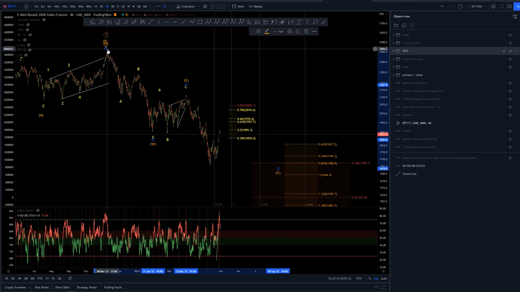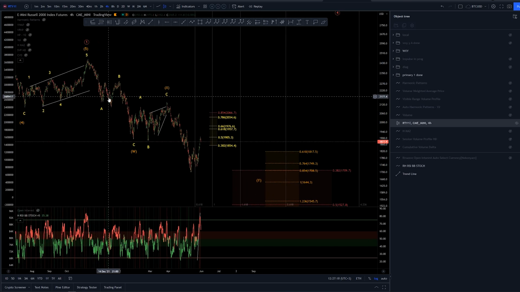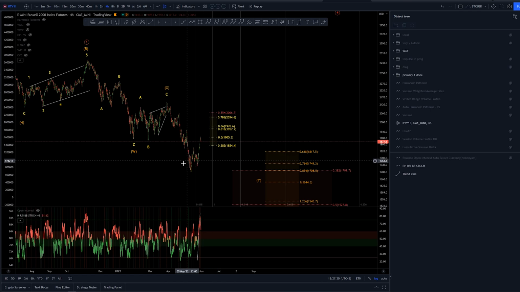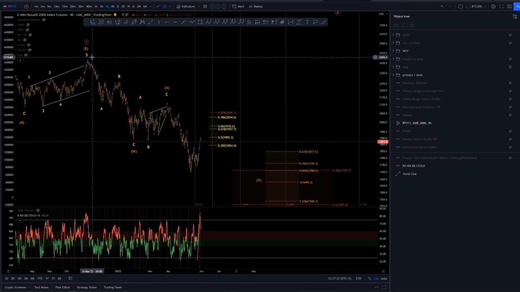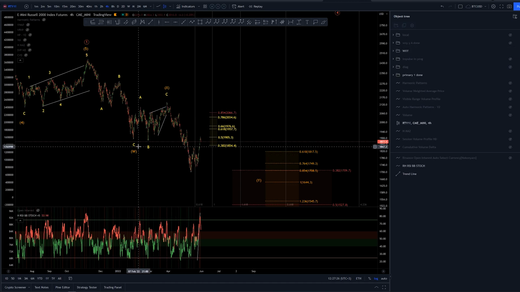It is possible though, since we made a new low here, because the basic idea for the WXY is just to create a new low when W has not wasted enough time or hasn't corrected enough in price.